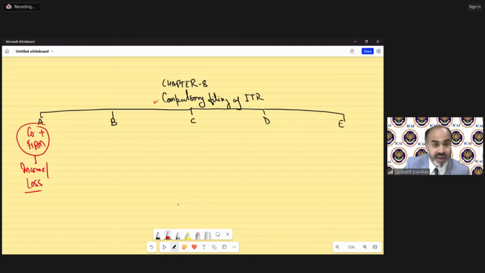Then, other than a company or firm. If you are not a partnership firm or a company, then when do you need to file your income tax return? It says if your total income, your TI, is exceeding the basic exemption limit.